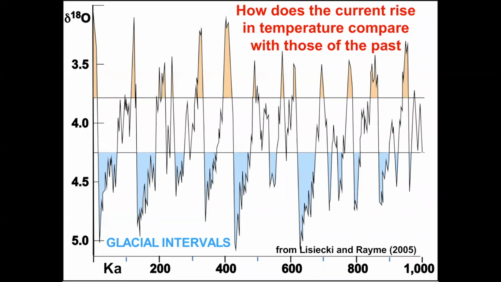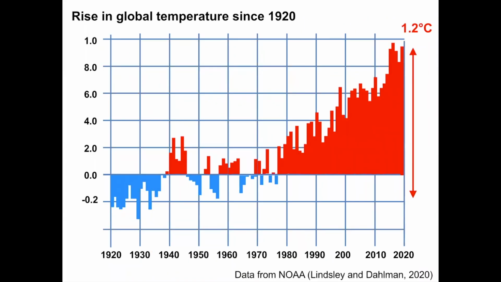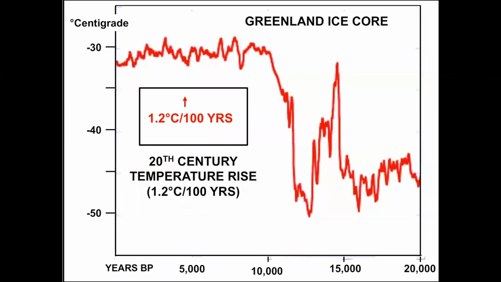One of the things that I tried to find out this time around was, how does the current rise in temperature compare with those in the past? The rise in global temperature in 100 years from 1920 to 2020 is 1.2 degrees. And we can plot that 1.2 degrees on this diagram. That's what the arrow represents, 1.2 degrees rise. At this particular time scale, it would be essentially vertical.